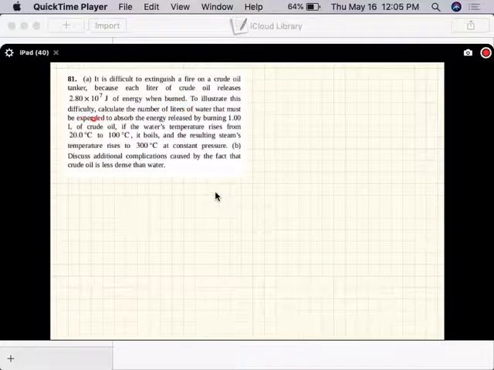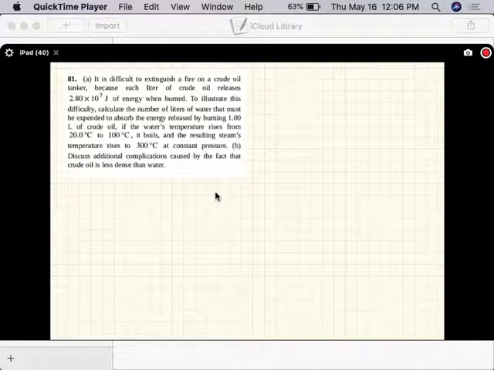To illustrate this difficulty, calculate the number of liters of water that must be expended to absorb the energy released by burning 1 liter of crude oil. If the water's temperature rises from 20 degrees to 100 degrees Celsius, it boils and the resulting steam's temperature rises to 300 degrees Celsius at constant pressure. Discuss the additional complications caused by the fact that the crude oil is less dense than water.